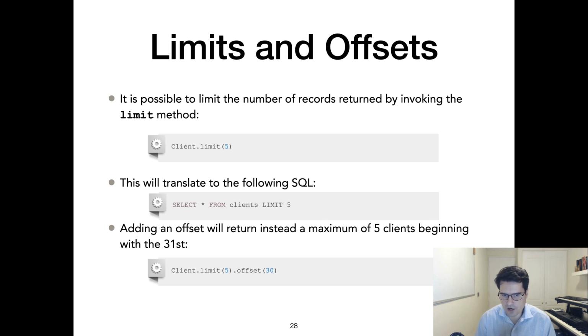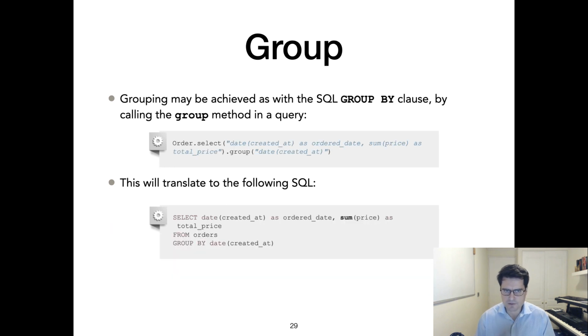Then you got the offset operation. The offset operation will skip to some record you specify, right? So in the last example, this will result in getting a maximum of 5 clients beginning with the 31st. So it will jump to the 31st until the 35th, really, not 36th.